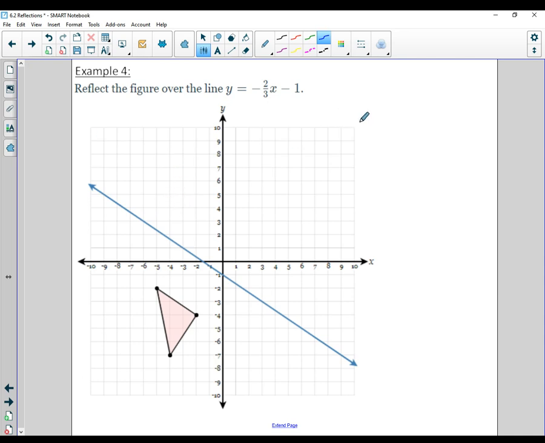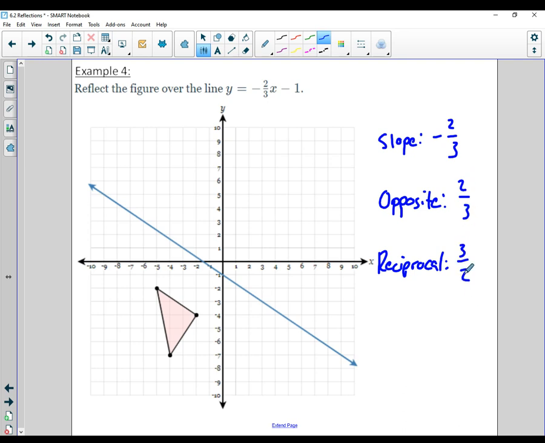So let's do this example. Our slope is not 1 or -1. It's kind of gross. Our slope is -2/3. And so we want to find lines that are perpendicular, so we need to find the opposite reciprocal. The opposite would be switch the sign, so +2/3, and then reciprocal would be flip the fraction, so 3 halves. And so this is our new slope that we need to go off of.